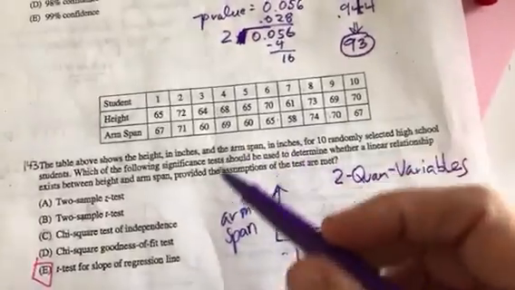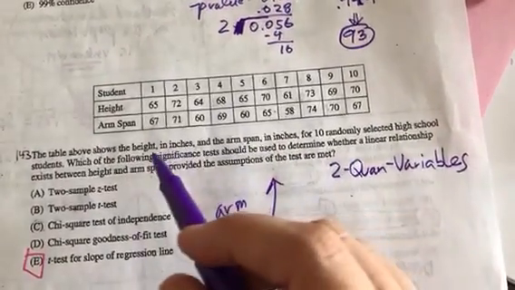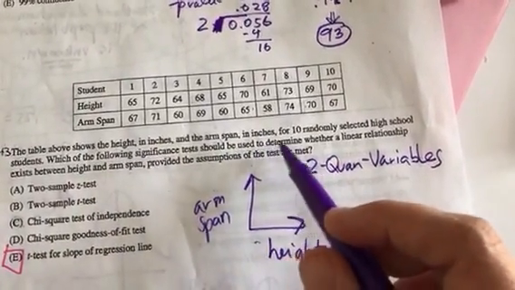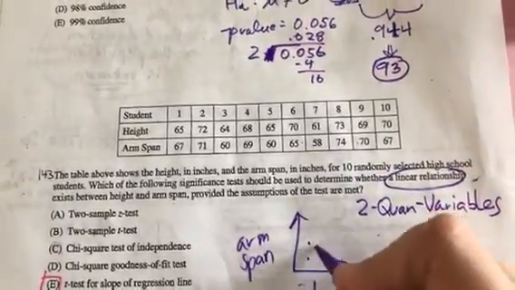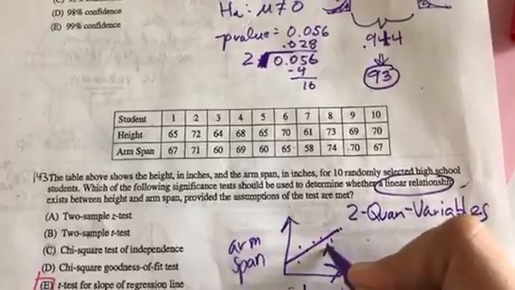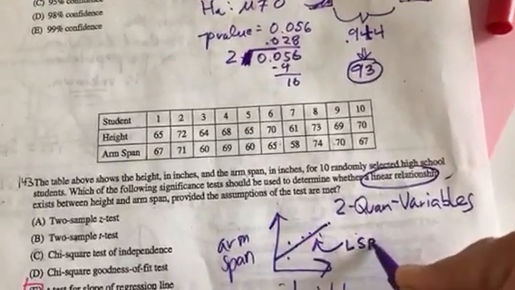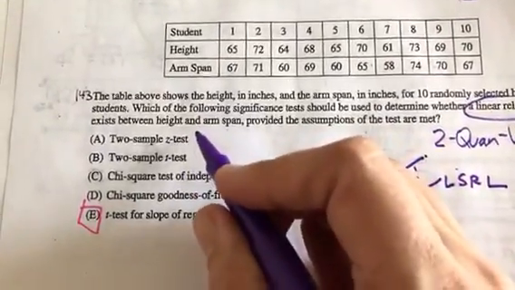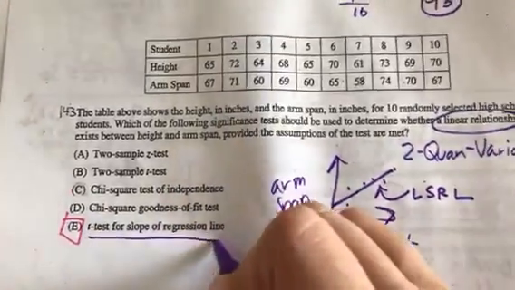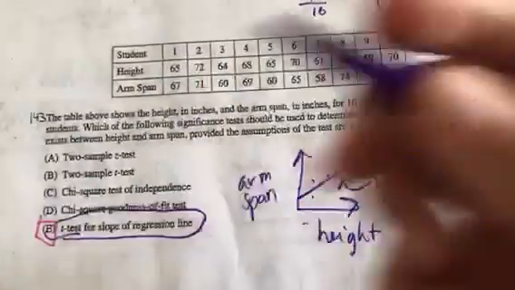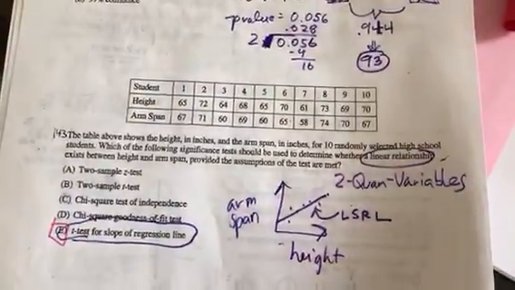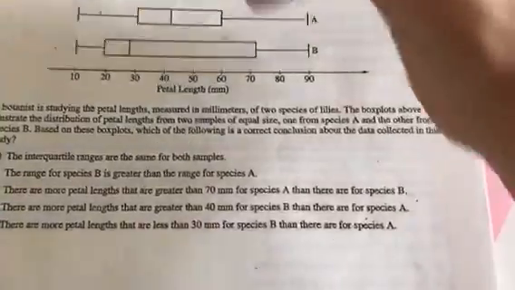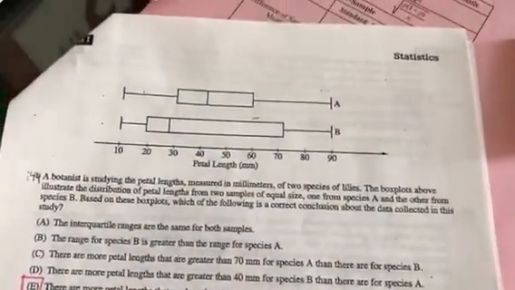So when I look at two quantitative variables, I'm saying to myself, which of the following significance tests should I be using to determine a linear relationship, which again sounds an awful lot like a least squares regression line. The only test we can perform on that would be the slope of the least squares regression line. So that is our answer for 143. Now let's take a look at question 144, my favorite. This is an Algebra 1 question.